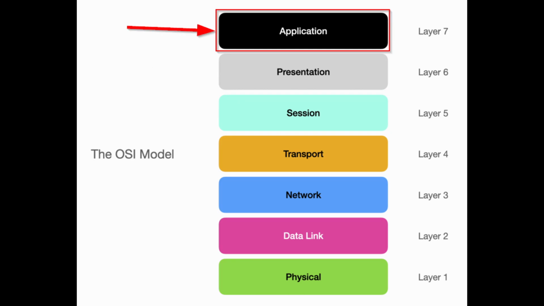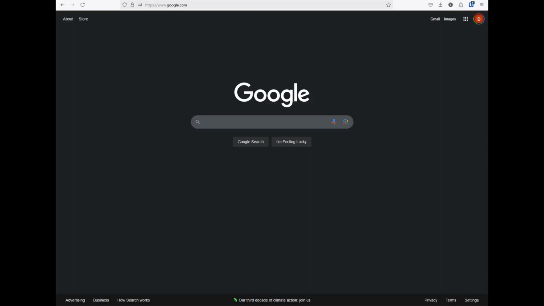Finally, we reach layer 7, the application layer. This layer is the layer that we interact with directly. An example could be your email client like Outlook, or perhaps even your web browser. The application layer provides network services directly to applications. And this is where protocols such as HTTP for web browsing or SMTP for sending email live.